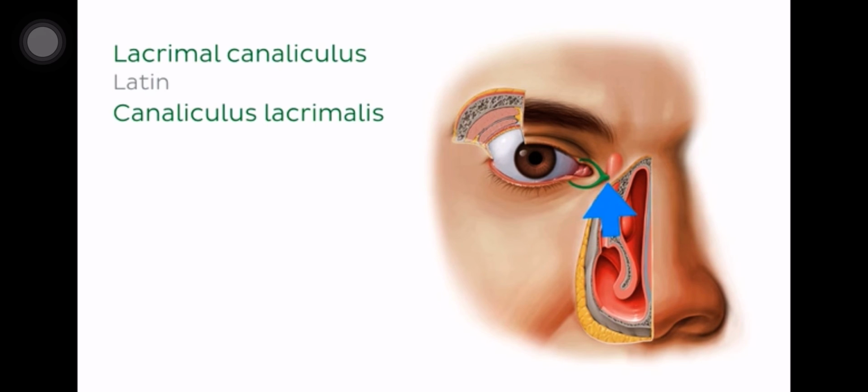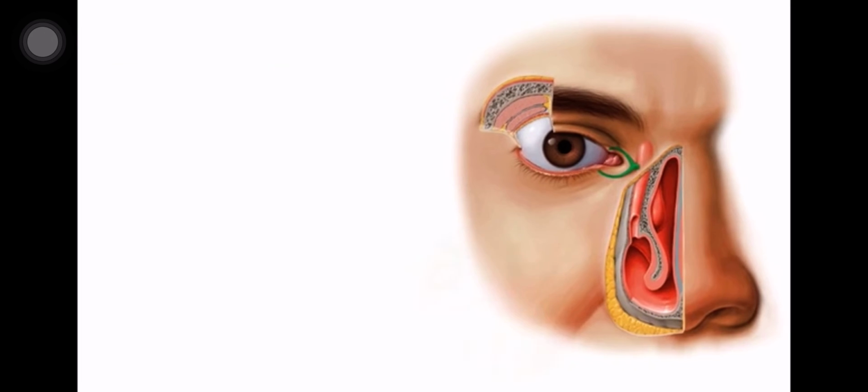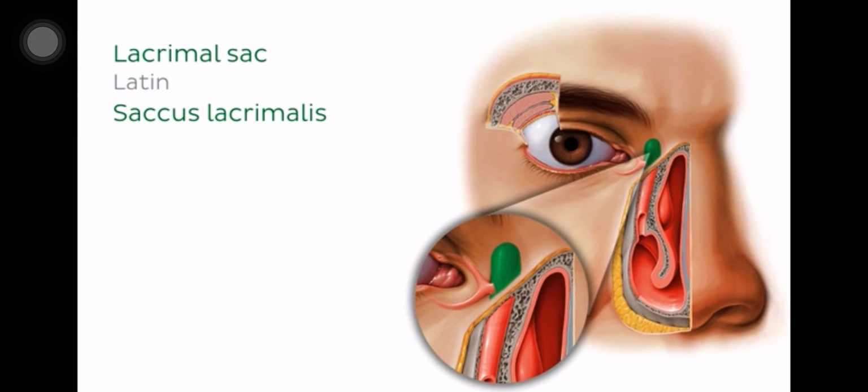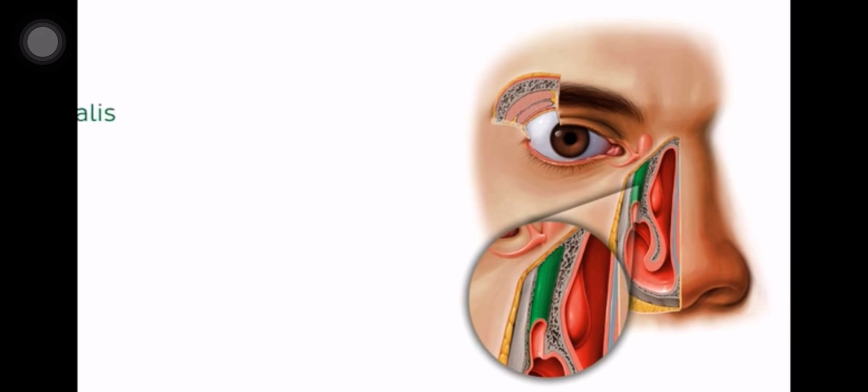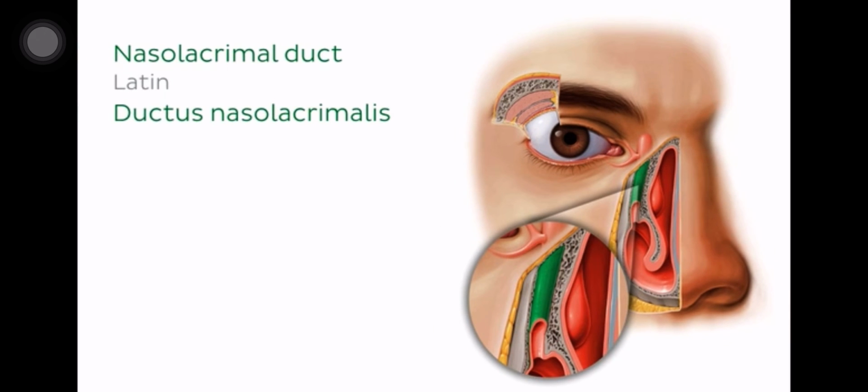Medially, we can see the two canaliculi join before opening into the next structure. And this structure that the canaliculi open into is called the lacrimal sac. It is the superior portion of this vertically running tube. And this vertically running tube is called the nasolacrimal duct. After lacrimal fluid passes into the lacrimal sac, it travels inferiorly into the nasolacrimal duct until it exits through the opening of the nasolacrimal duct.